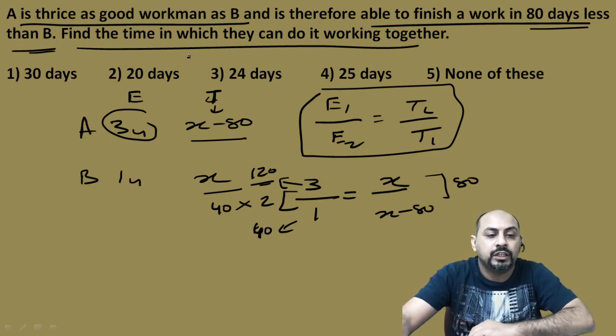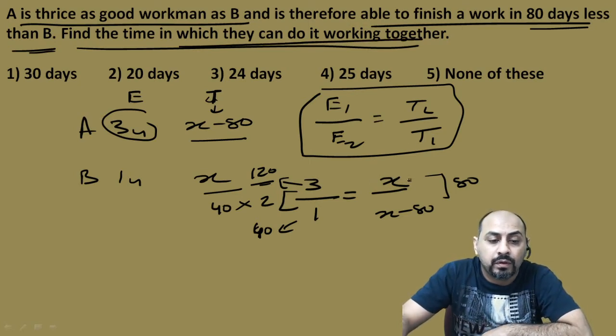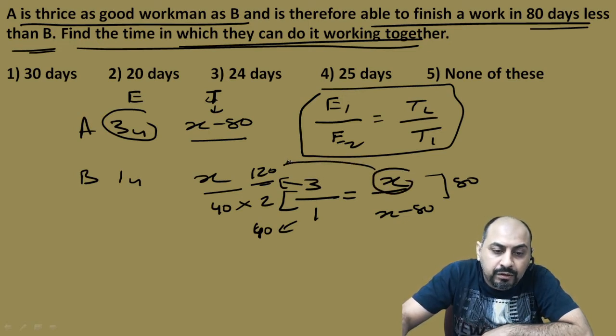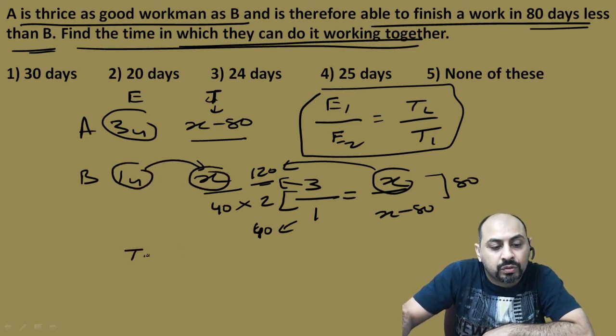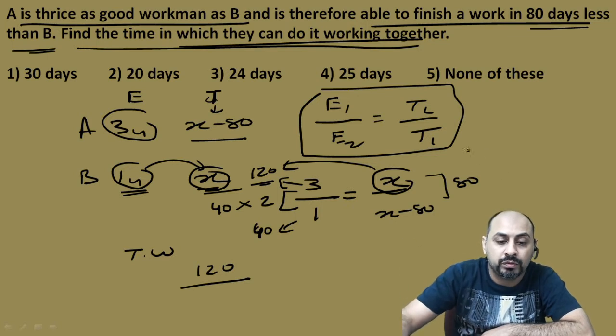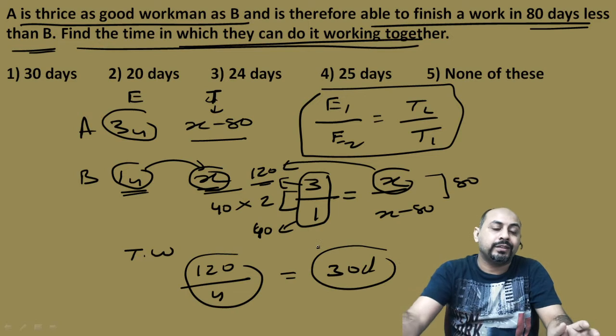So now the question says find the time in which they can do it working together. So if X is now how many? 120 units, so 120 days, and B took X days to complete the work. So the total work is how much? 1 unit for X days. It is 120 units. And now this has to be worked along and put together. Both of them have to work 3:1, which is 4. So 120 by 4 is how many? 30 days, and 30 days is the correct answer.